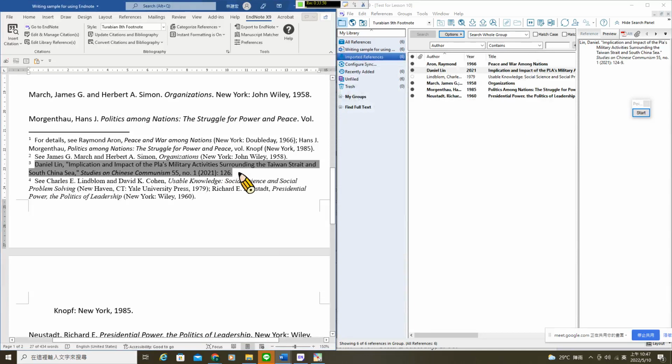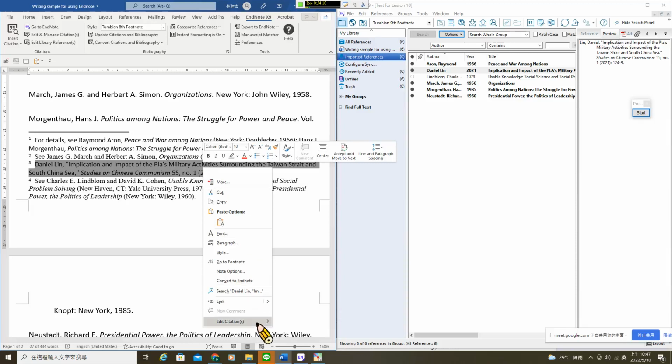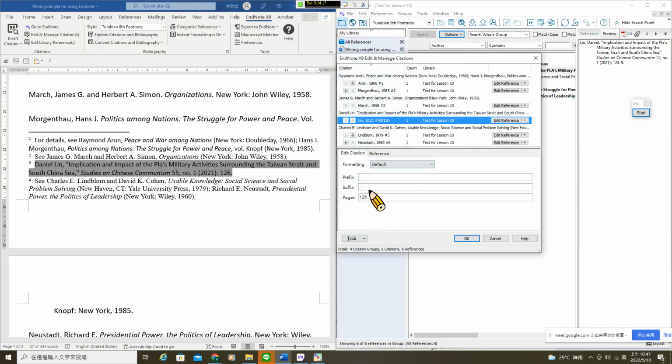See, this is 126. So basically, if you want to change the reference information inside the citation, you need to right-click and edit citations and use more. And you can maneuver around to see what you want to do. For example, if you want to say, this is a test for fun, and this is a prefix, you will put it over here. And this is the ending.